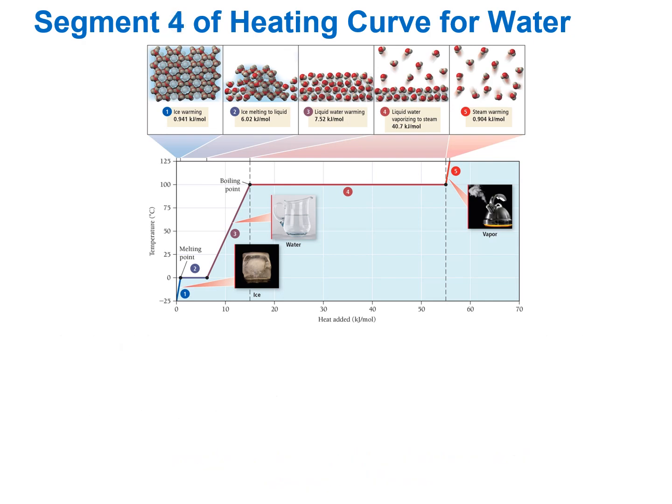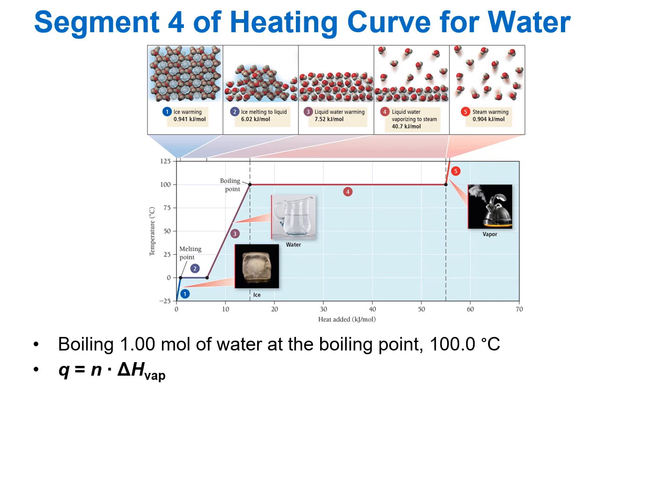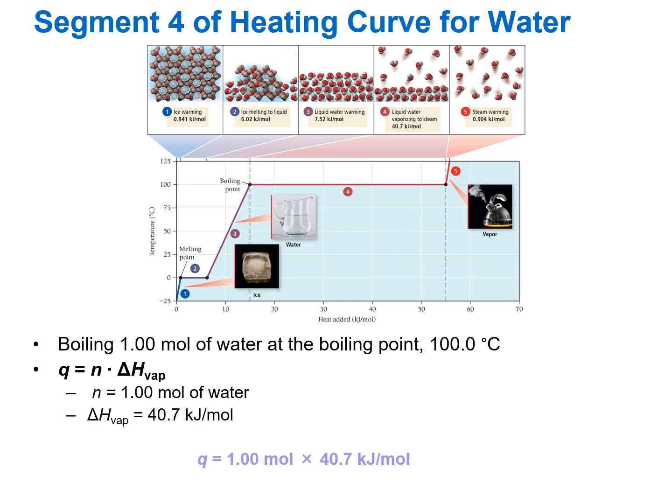All right, so what's happening in segment 4? Well, we're boiling 1 mole of water in order to get it all the way up to 100 degrees Celsius. So here we're going to be using Q is equal to the amount of water that we have, the moles of water, times the enthalpy or the heat of vaporization. And we know that we have 1 mole of water, that's how many moles we have, and we're going to look on a chart somewhere and find the heat of vaporization, and we'll plug it into our equation, and we'll do the calculation.